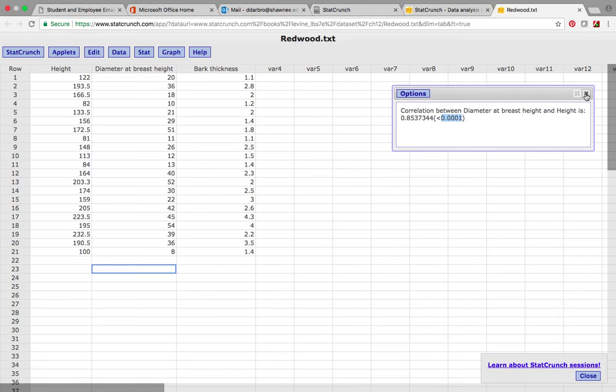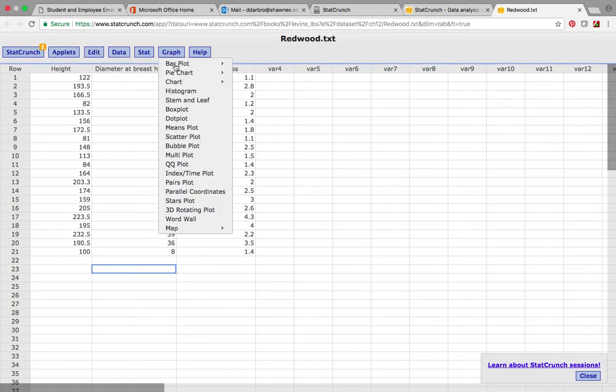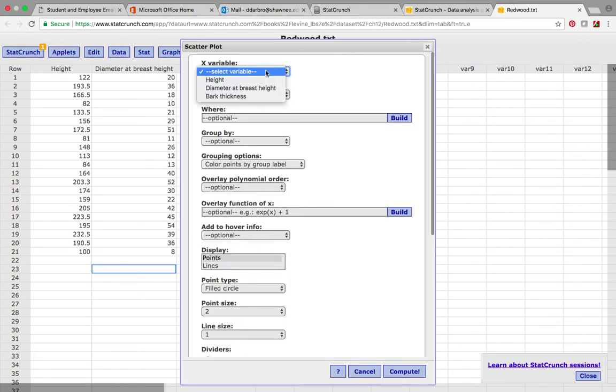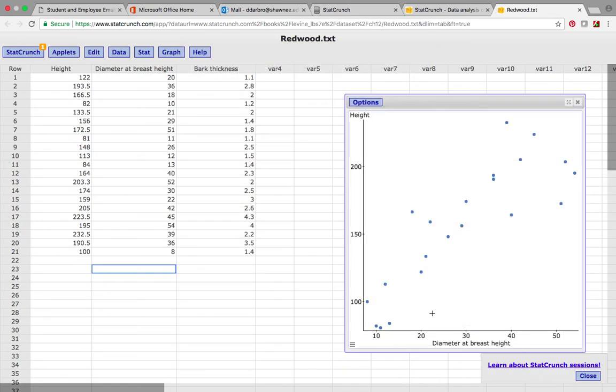Well, let's dig a little deeper. Let's go look at a scatter plot. The x variable, I want the diameter at breast height. The y variable, I want the height. I don't want any of the fancy stuff yet. And let's compute. And you can see that I do have a linear tendency. In fact, as the diameter at breast height gets bigger, the predicted height of the tree is going to get larger.